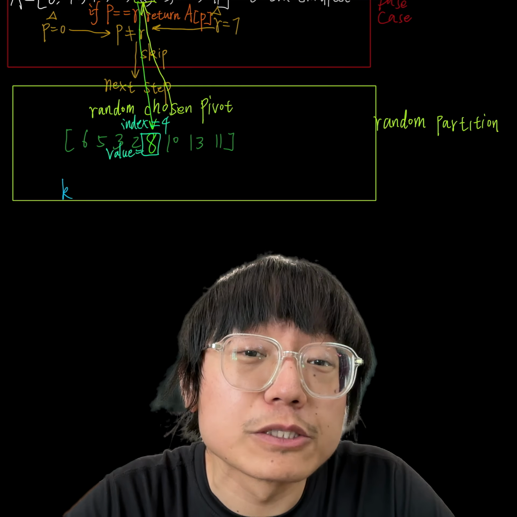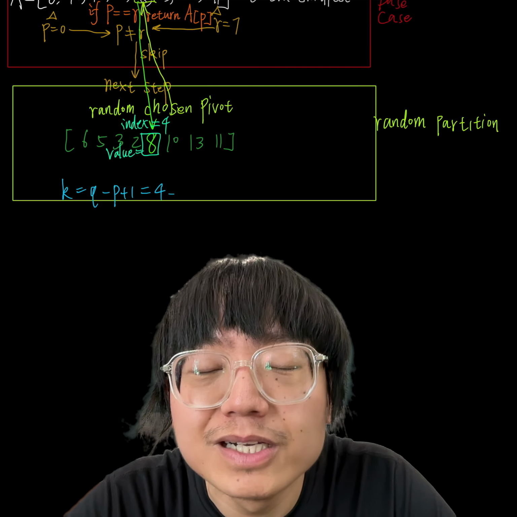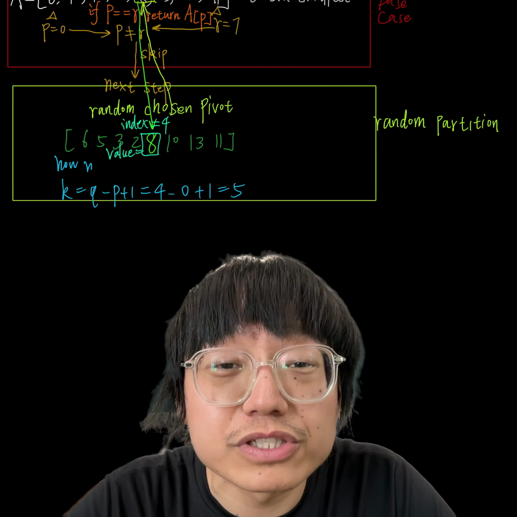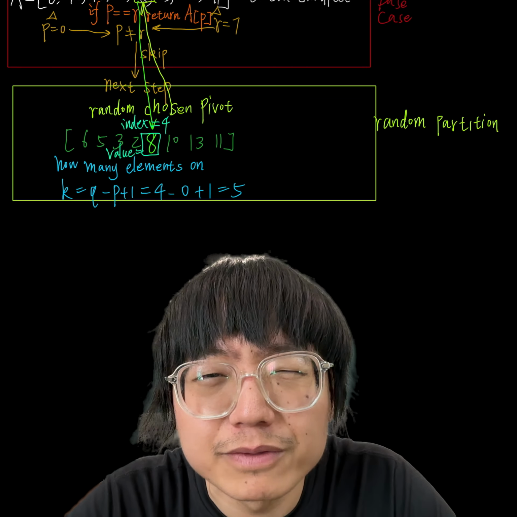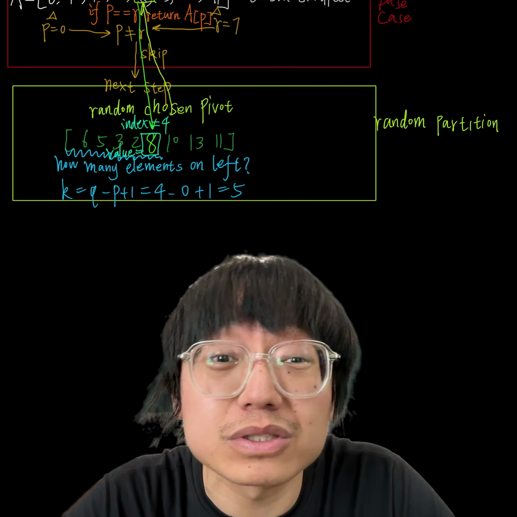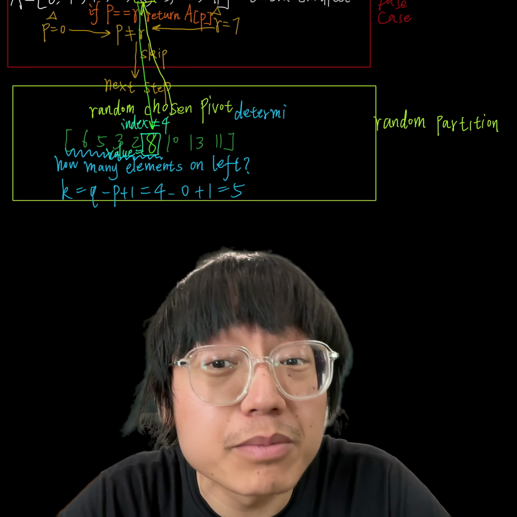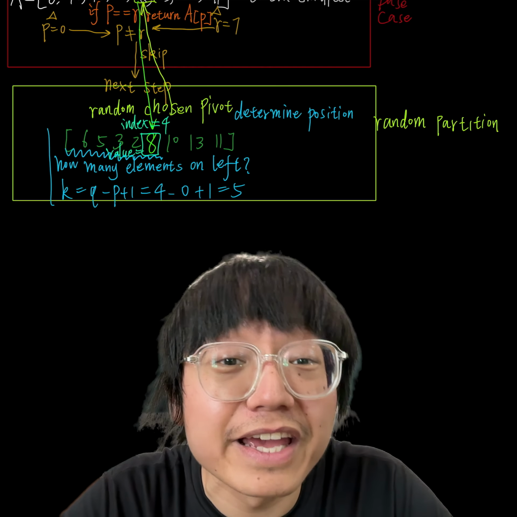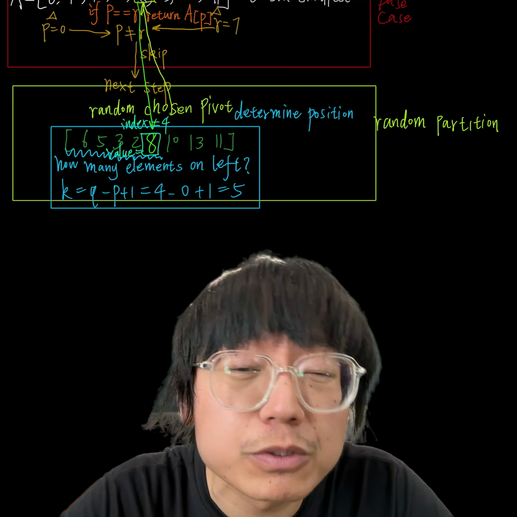And the third step is to determine the position of the pivot. We just calculate K, which is equal to Q minus P plus 1, to determine how many elements are on the left of the pivot, including the pivot itself. So here, K is equal to 4 minus 0 plus 1, which is 5.